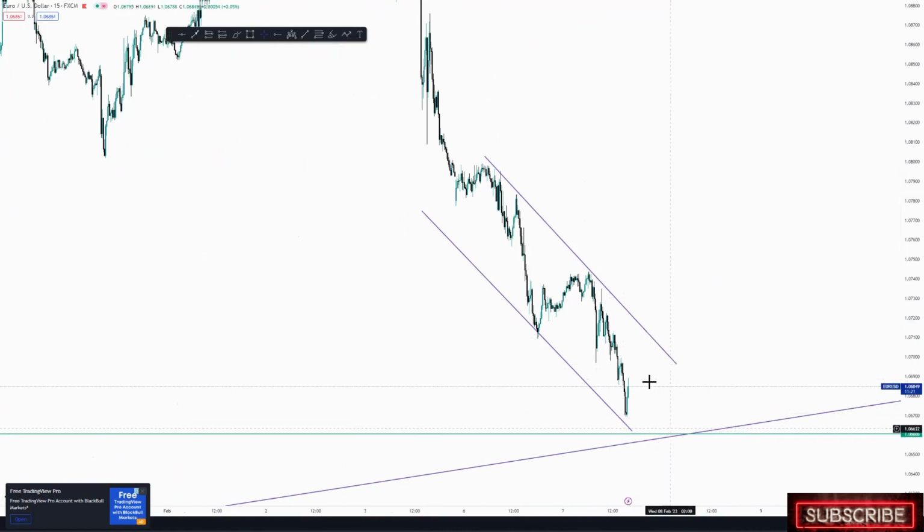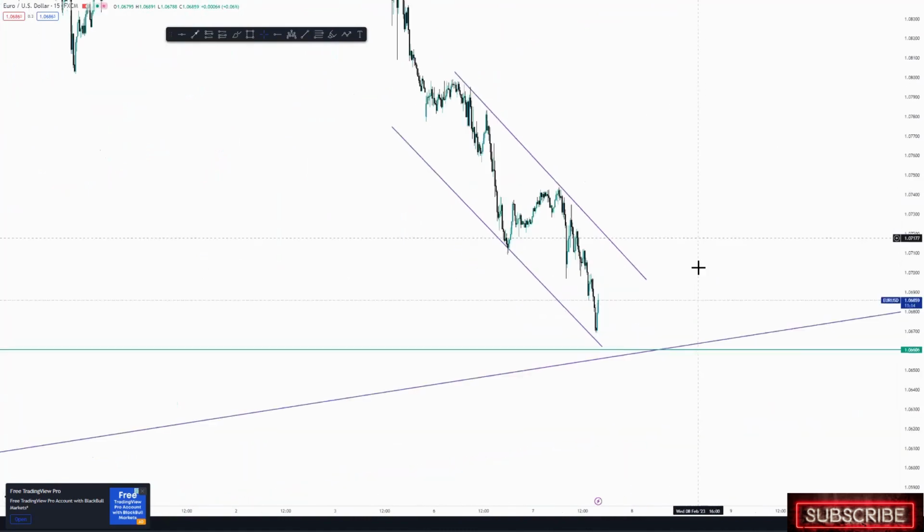So let's just wait and see if it's going to come to the support level and that trend line, where we'll be looking to get the buys, right? And then if it breaks them too, then obviously the market will be looking to sell, right? So let's move on now.